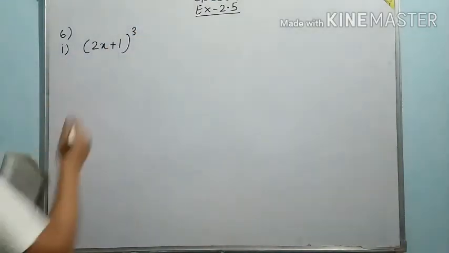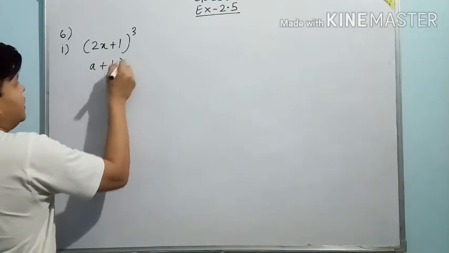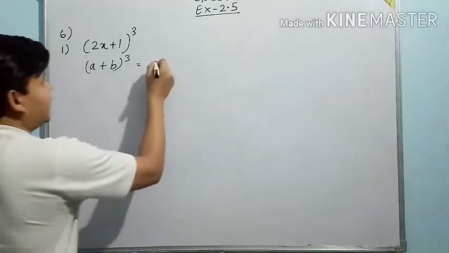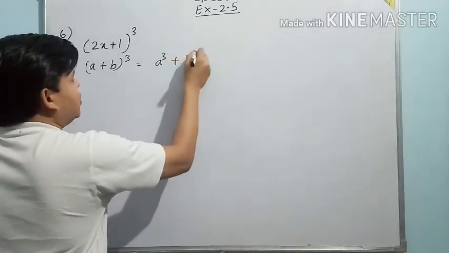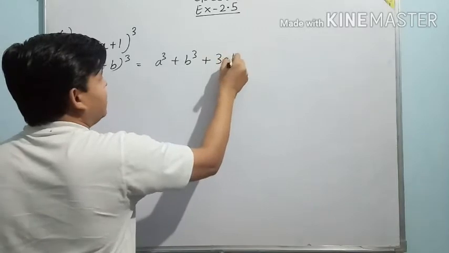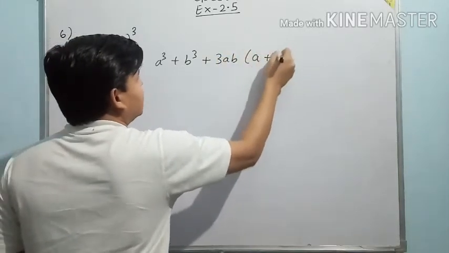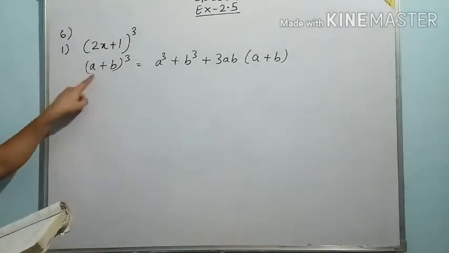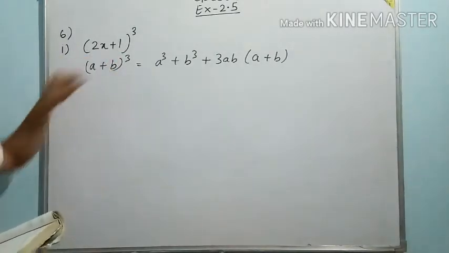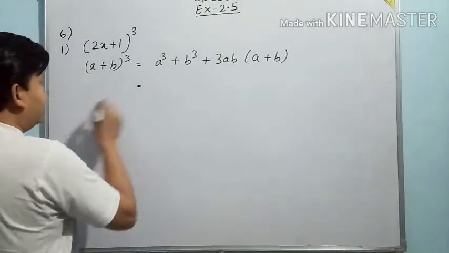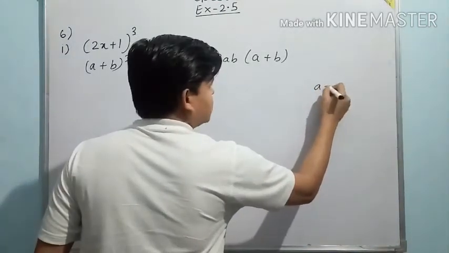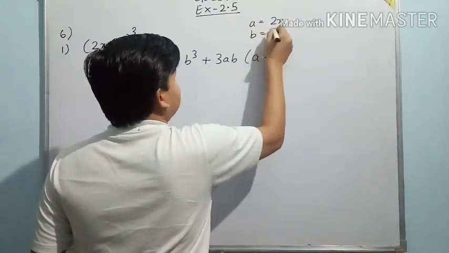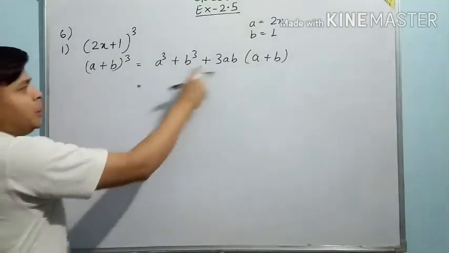So this is related to (a + b) whole cube, and we all know that (a + b) whole cube means a cube plus b cube plus 3ab times (a + b). So when you compare this with 2x + 1, we can see that a is equal to 2x and b is equal to 1, right?